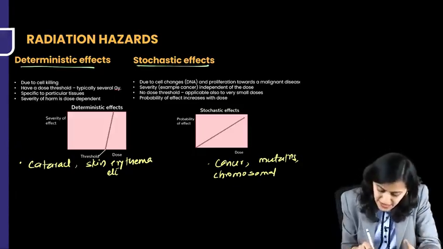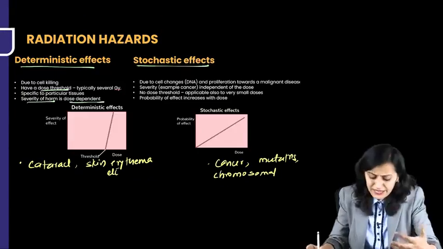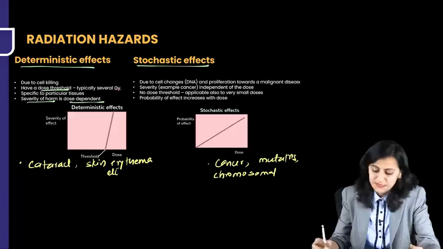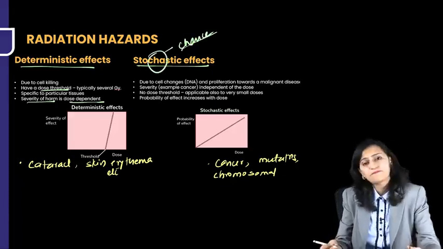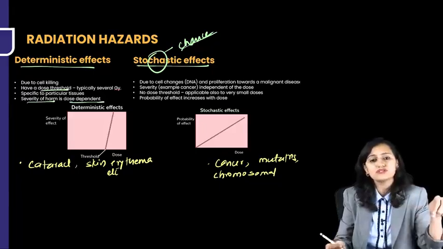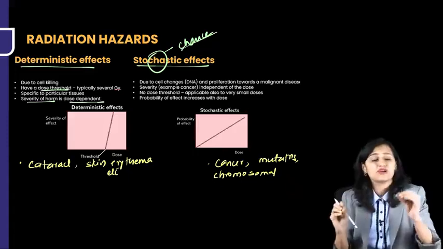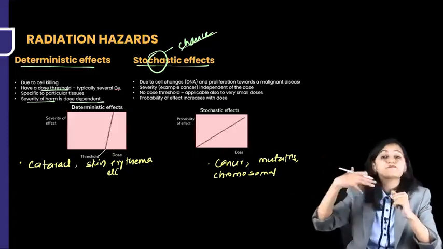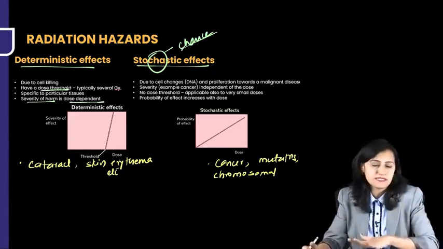So remember that they have a threshold and the severity is dose dependent. Now, stochastic effects. Remember CHA, basically they occur by chance. That means they can occur at any dose. Low dose also, high dose also, we don't know at what dose they will occur. That means they do not have a threshold. But of course, with increasing dose, the probability of occurrence increases. It's not the severity, it's the probability.